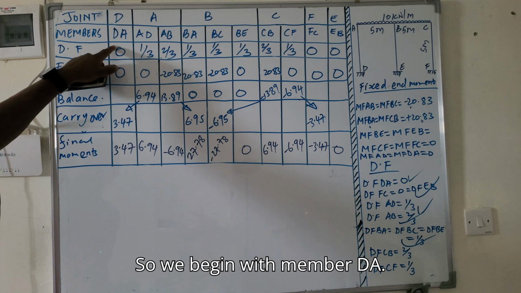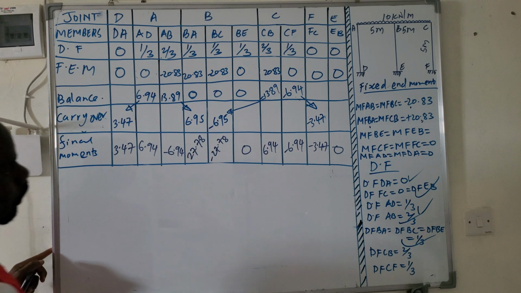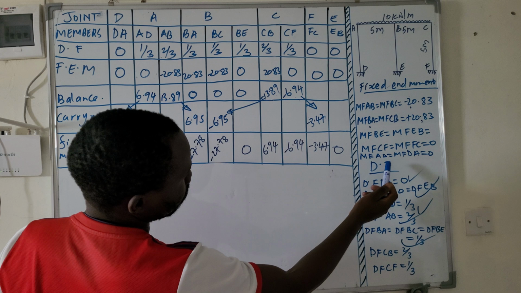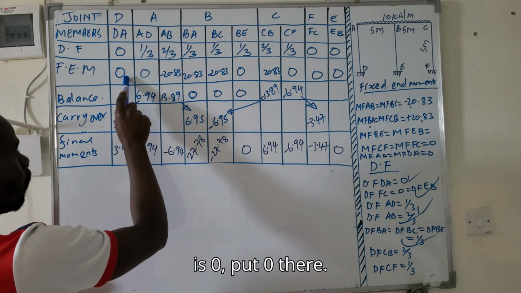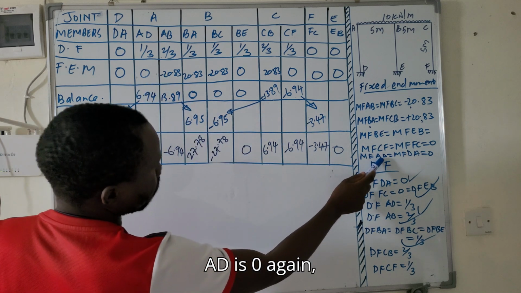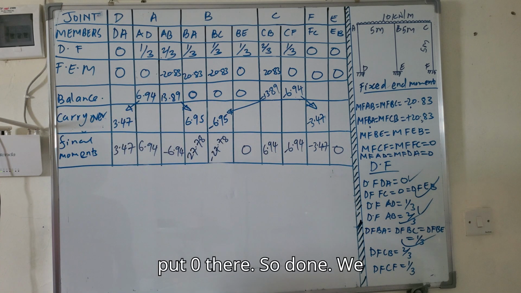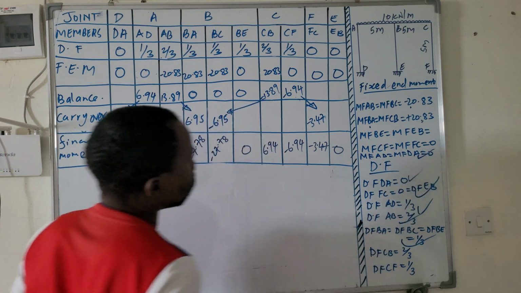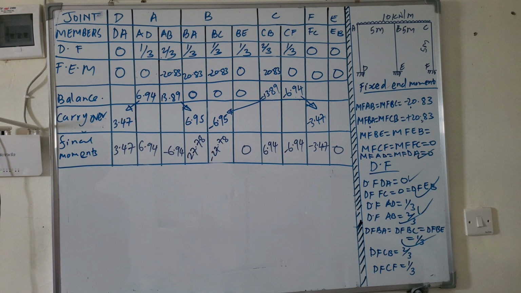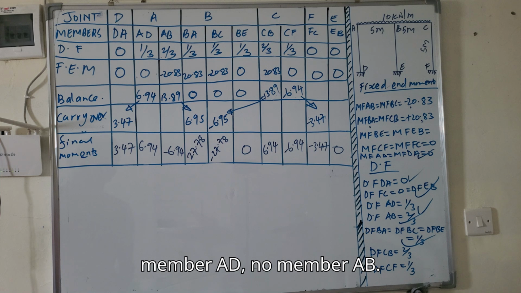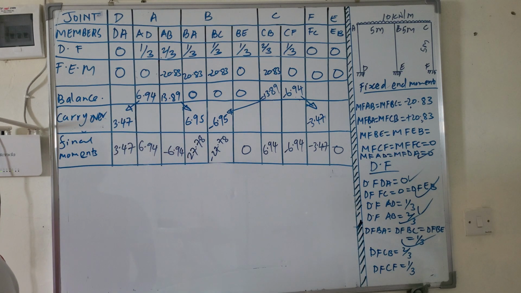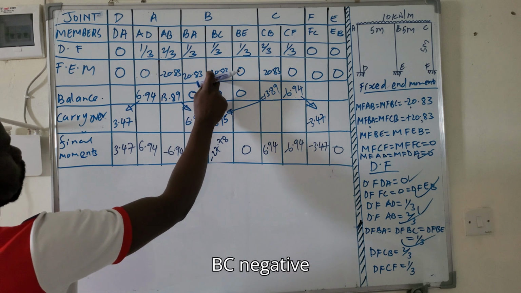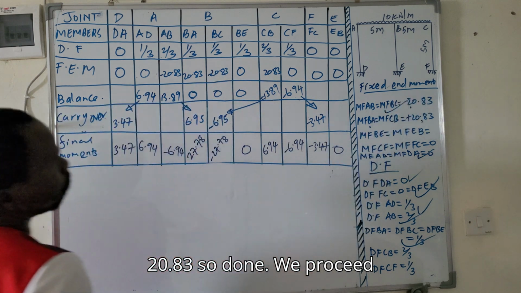So we begin with member DA. DA is 0. We put 0 there. AD is 0 again. Put 0 there. So done. We proceed to member AB. Member AB is negative 20.83. Also member BC, negative 20.83. So done.